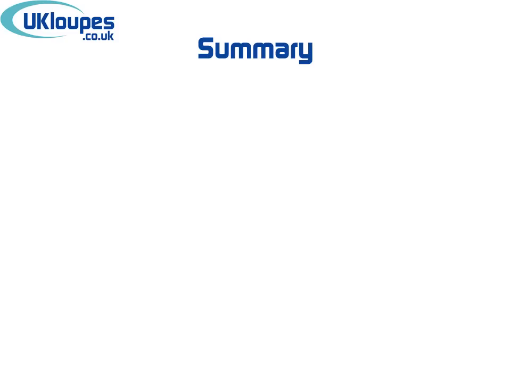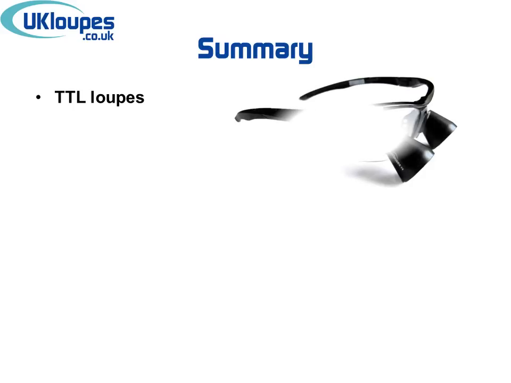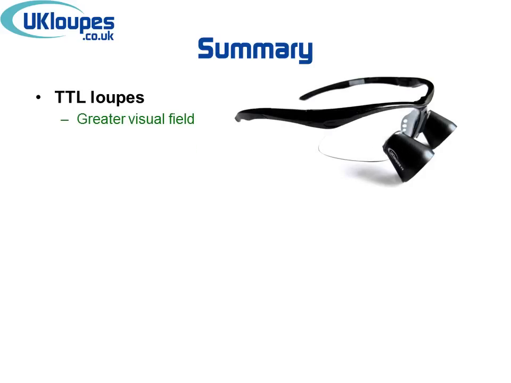This final slide summarises the main advantages and disadvantages of the two types of loupes. With TTL loupes, the major advantage is that they allow a greater visual field. This essentially means that you can see a greater area through the loupes. They are also slightly lighter in weight as they lack the hinge mechanism of the flip-up loupes.